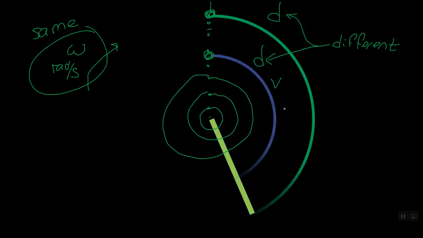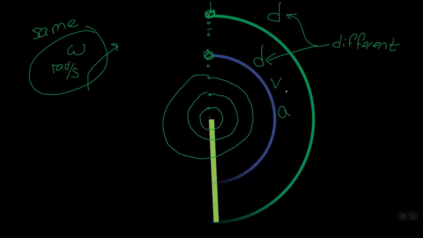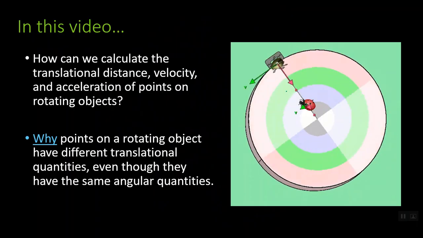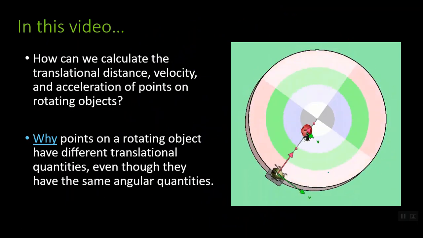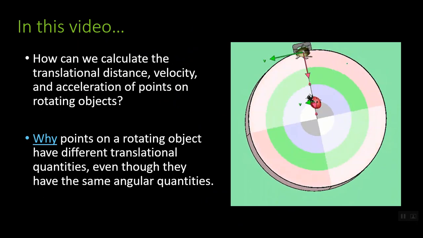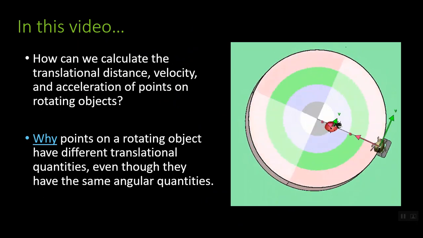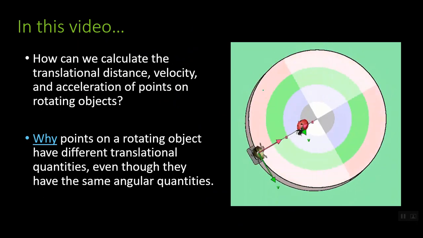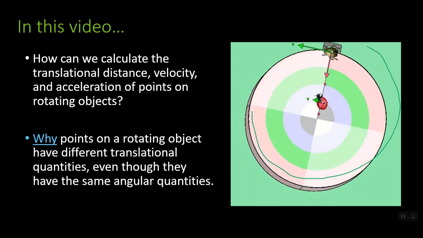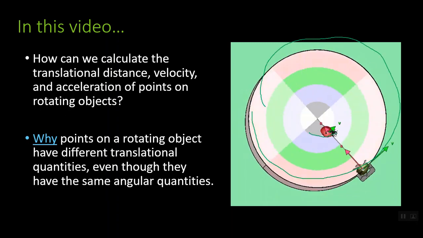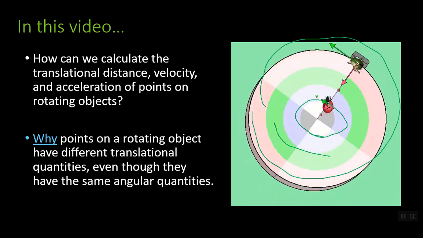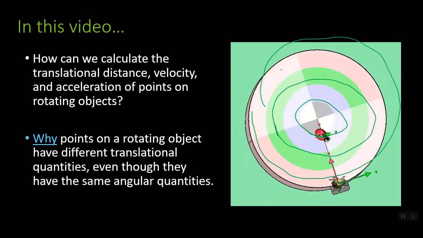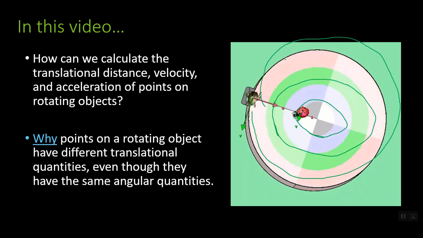But if we look at this GIF here, it makes it obvious that the point on the outside is moving at a faster translational speed than the point on the inside. So the second thing we're going to discuss is why different points on this rotating object are going to have different translational quantities, so covering different distances at different speeds, even though the angular quantities are going to be the same because they are on the same spinning object.